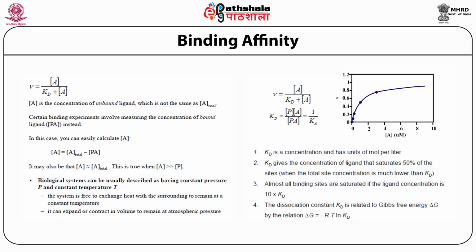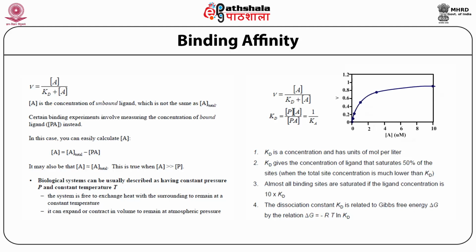A biological system can be easily described as having constant pressure P and constant temperature T. The system is free to exchange heat with the surroundings to remain at a constant temperature. It can expand or contract in volume to remain at atmospheric pressure.